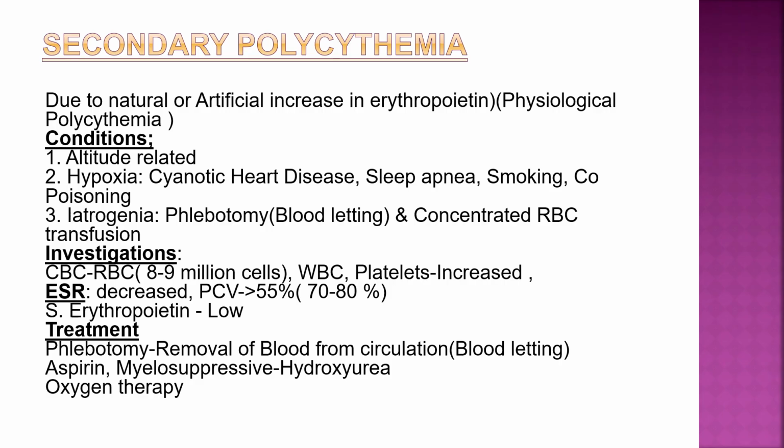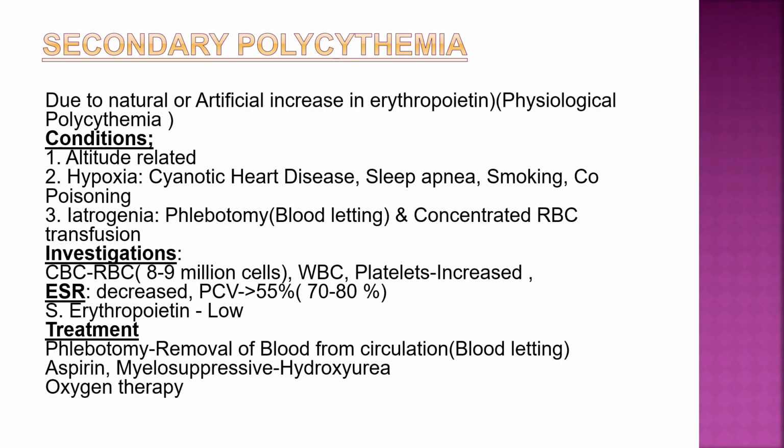Secondary polycythemia is due to natural or artificial increase in erythropoietin, also called physiological polycythemia. Conditions are altitude related, hypoxia, cyanotic heart disease, sleep apnea, smoking, carbon monoxide poisoning. Iatrogenic causes can be phlebotomy, bloodletting and concentrated blood RBC transfusion.